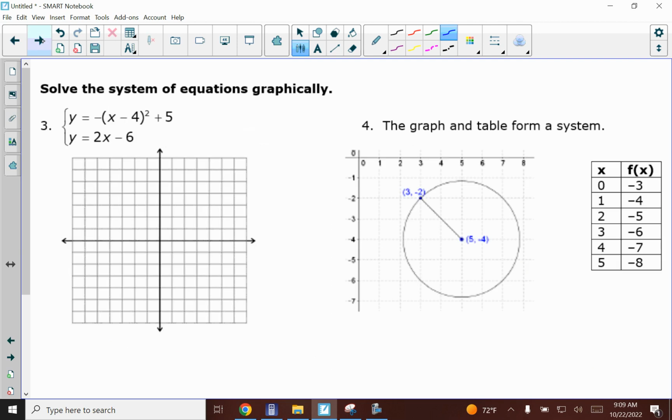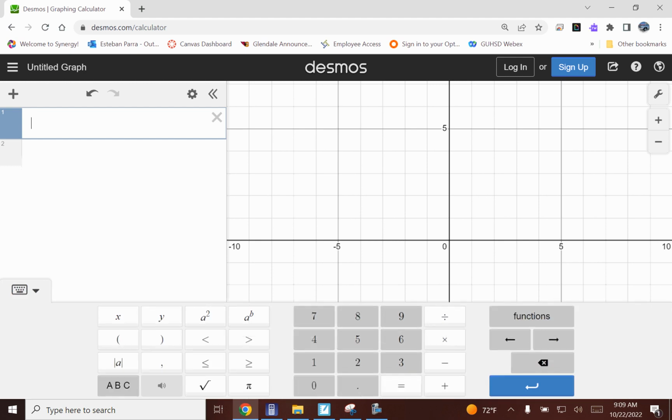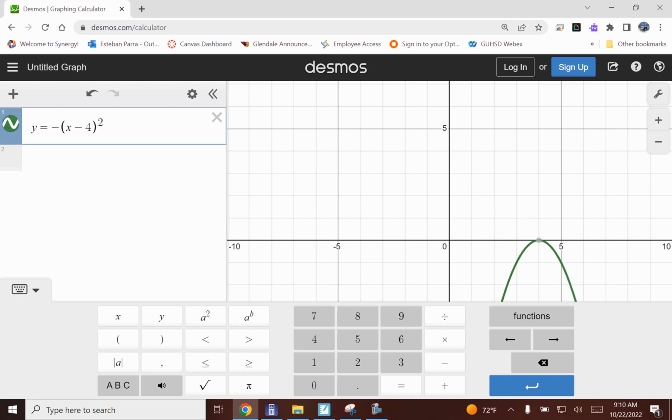When we get to the next page, they don't have the graphs done for us, so we're going to have to graph them ourselves. So I'm going to go ahead and open up Desmos, and I'm going to type in the equations and see where they cross. So I've got y equals -x. Oh, I got to put parentheses. So negative parentheses x minus 4, close the parentheses, and I want to square that. And then I'm going to hit +5.